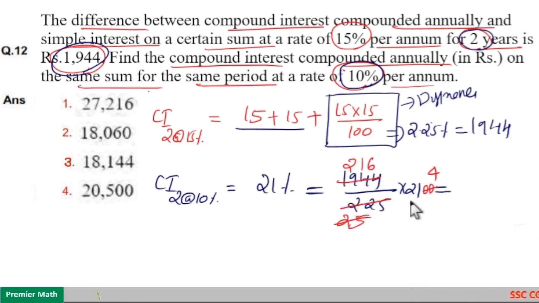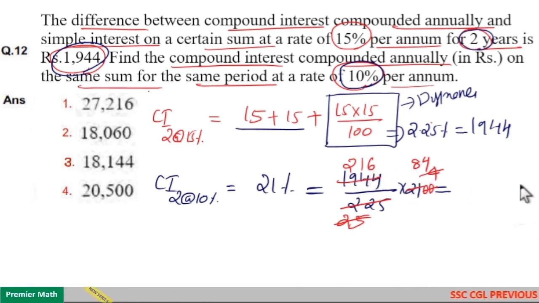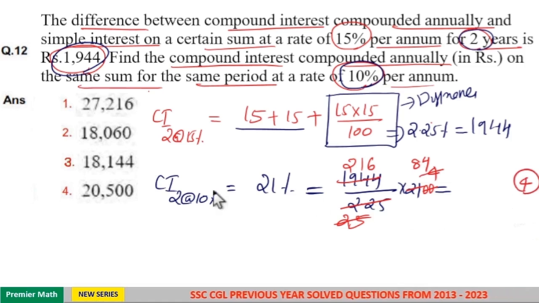Which means you can see 21 into 4 is 84. Now 216 into 84. 6 into 4 is 24. Unit digit is 4. Unit digit is 4 means here unit digit is 4 in option 3. So option 3 is your answer.